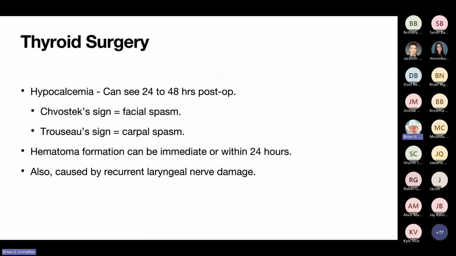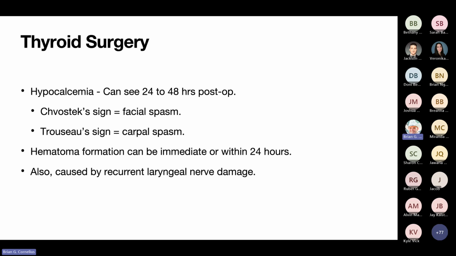Other things you see with thyroid surgery, hypocalcemia. You can see this 24 to 48 hours post-op. It can also happen a little bit faster than that. You may see it with thyroid surgery. You may see it with parathyroid surgery. So just be mindful of that. Two different signs you're going to see mentioned on exams and on boards. Chvostek sign, which is facial spasm, and then Trousseau sign, which is a carpal spasm.